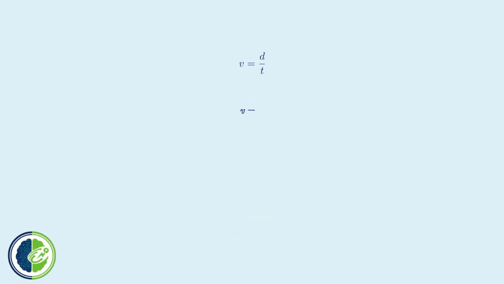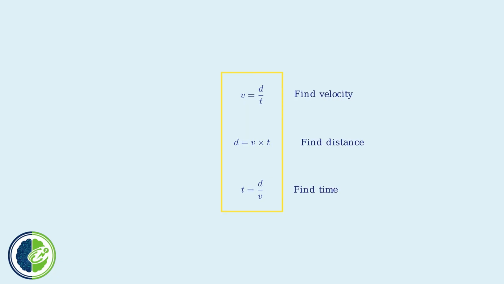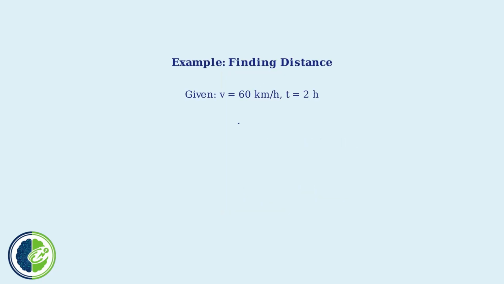Now let's rearrange the original formula to solve for time. We need to isolate t by multiplying both sides by t, then dividing both sides by v. Now we have 3 versions of the same formula. Each one allows us to solve for a different variable when we know the other two. Let's see these formulas in action with quick examples.